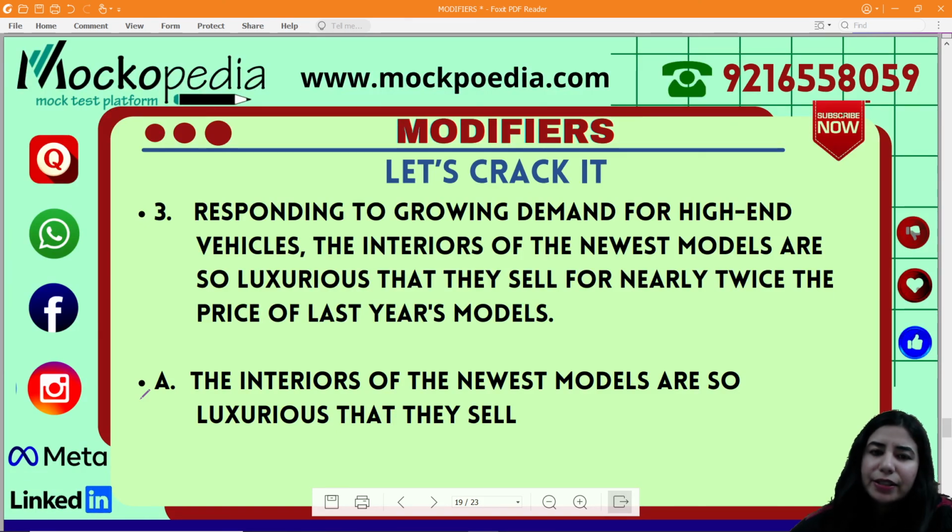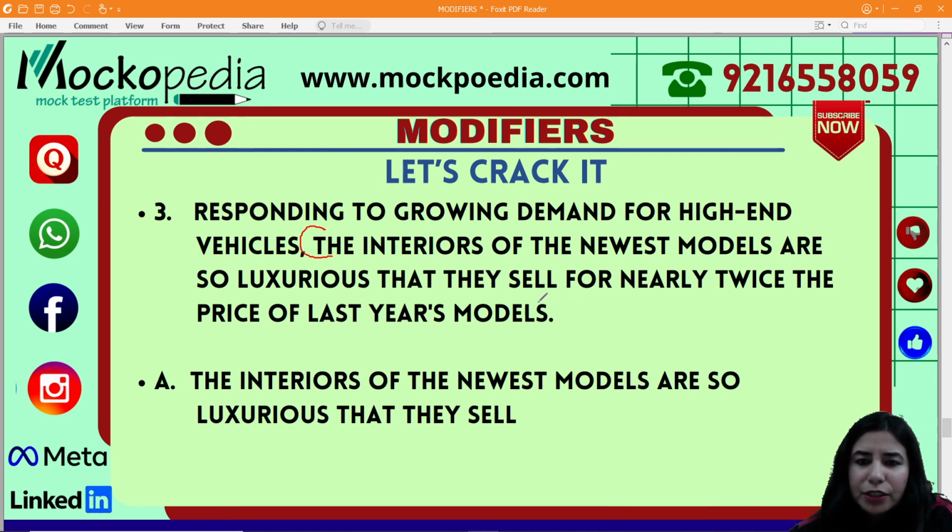So let's try this. "Responding to the growing demand for high-end vehicles." So from here the underlined portion gets started, or till here rather. Just quickly try it and we will start with the discussion.